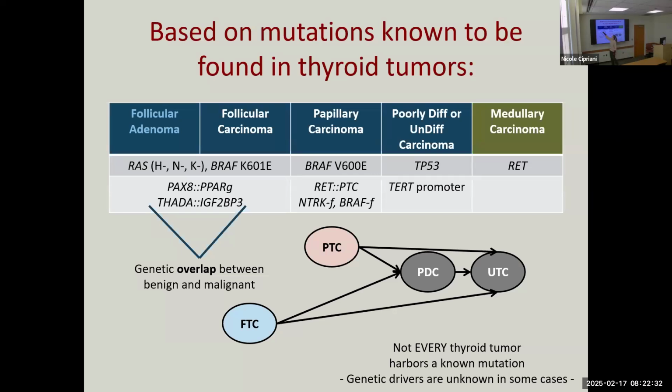That's most commonly RAS. That's a specific variant of BRAF called K601E. That's PAX8-PPAR gamma fusion, and that's one of these new THADA-IGF2BP3 fusion genes. Mutations and fusions that are specific to papillary carcinoma include BRAF V600E, which, as you all know, we have the immunostain for, RET-PTC fusions, NTRK fusions, and other BRAF fusions are cancer specific.